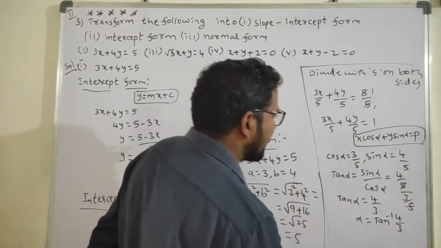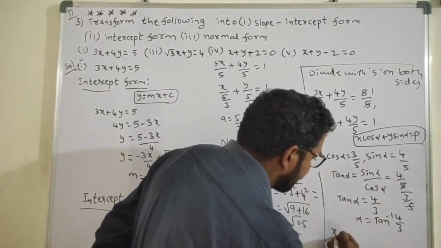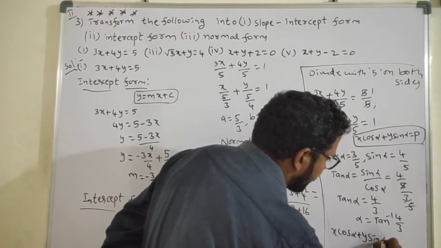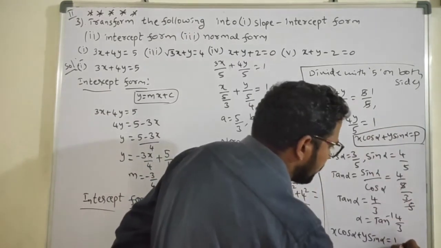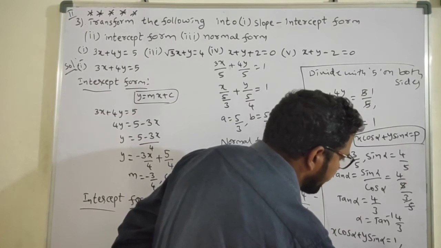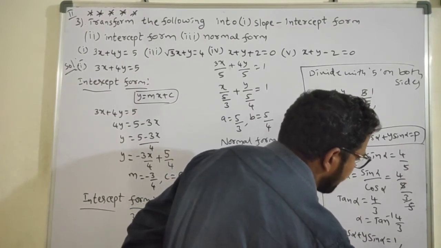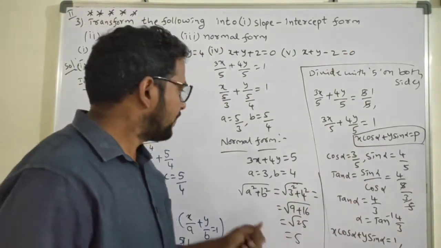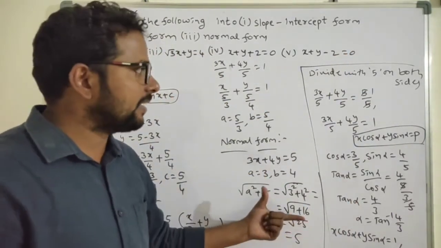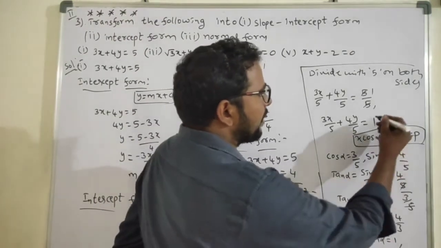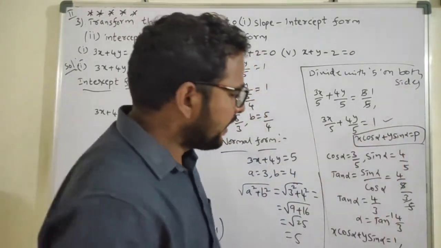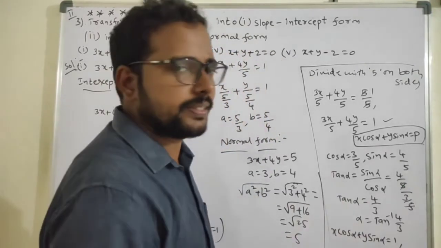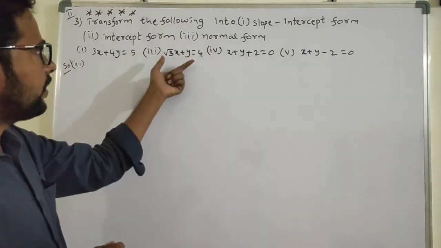So our final solution should be written like this: x cos alpha plus y sin alpha is equals to, what is p value? 1, where alpha is equals to tan inverse of 4 by 3. This is normal form. Normal form is very important. First we divide by root over a square plus b square; if you write up to here, you get 1 mark in the board exam. If you write the final condition, you get 1 mark. Total it is a 2 marks question.